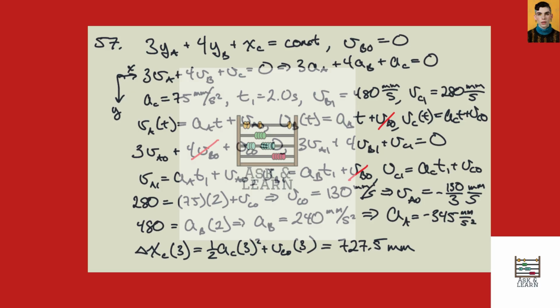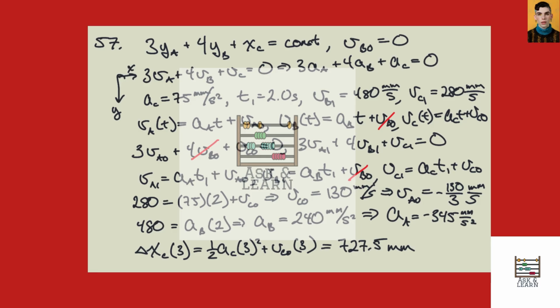So the change in position of C is 1/2 times the acceleration times t squared plus its initial velocity times t, and we're told that after 3 seconds, so we know t is 3 seconds. We can plug that in. We know the acceleration, which is a constant, we were given that, it is 75 millimeters per second squared. We know its initial velocity.